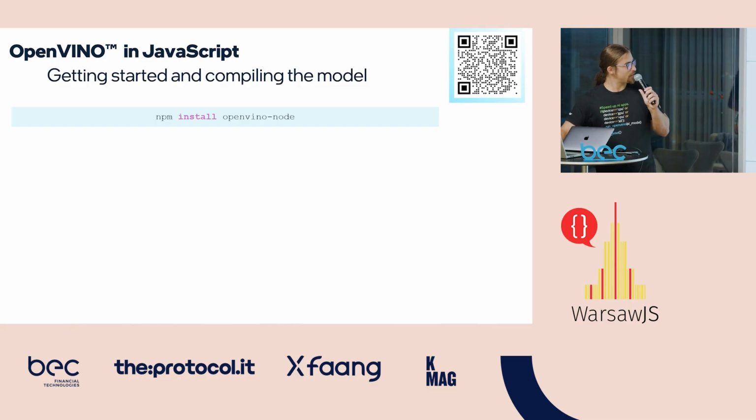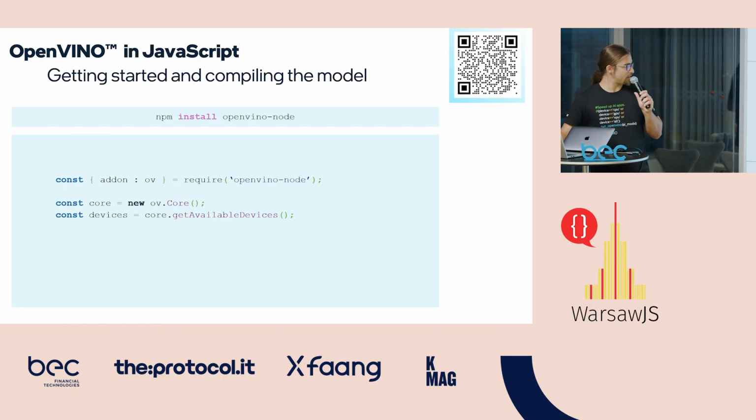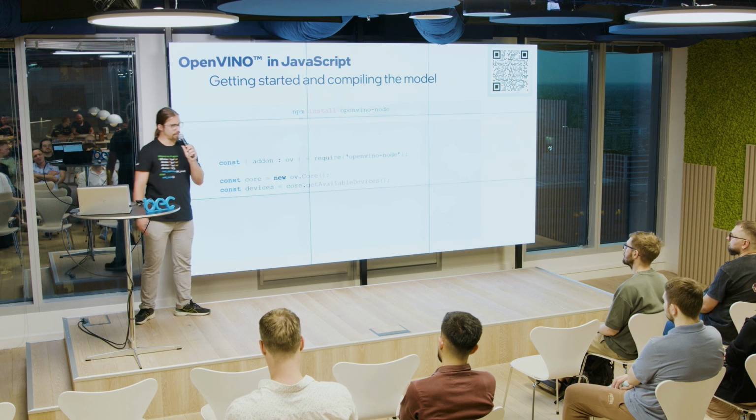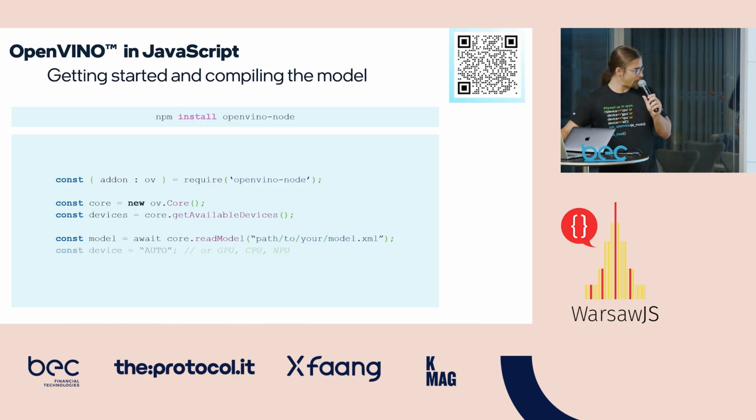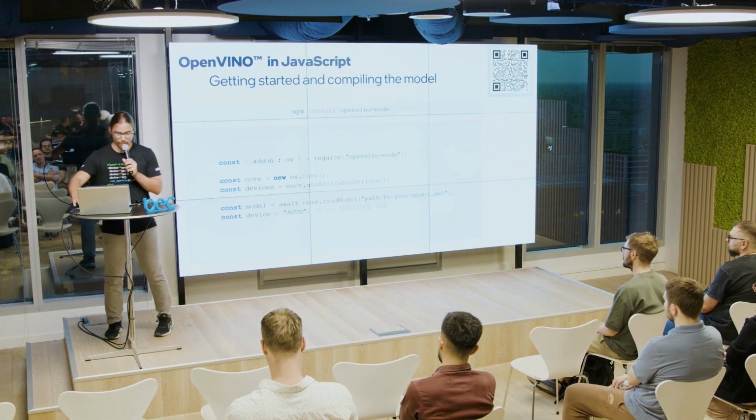Okay, so now we can talk about JavaScript, which is why I'm here. You can install OpenVINO by using Node Package Manager. It's a simple and very obvious way. And later you just import OpenVINO, and same as in Python, define core, find available devices on your computer. For example, if there's a GPU, then this function can find it. And later you read model from the path, define the device, like here it's auto, but GPU, CPU, NPU, as I mentioned before, are also possible.